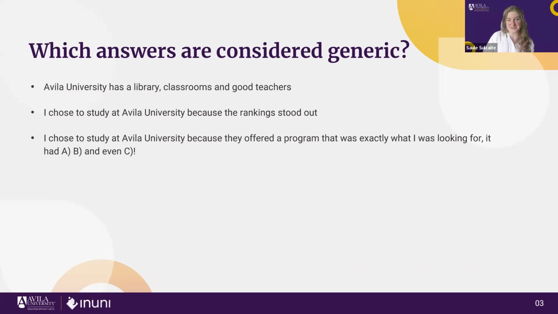So which answers are considered generic? Avila University has a library, classrooms, and good teachers. I chose to study at Avila University because the ranking stood out. I chose to study at Avila University because they offered a program that was exactly what I was looking for and had A, B, and even C. Well, none of these answers are wrong. It's clear that the third one shows the most research done.